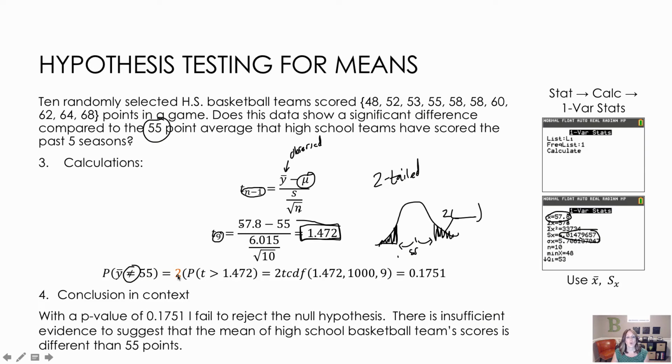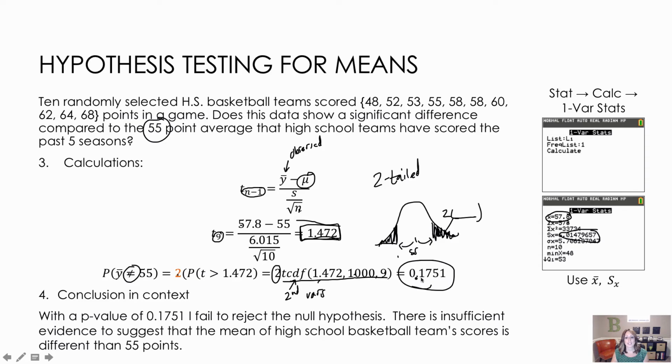So I'm going to take 2 times the probability that t is greater than 1.472. That was my test statistic. So I'm just going to find the one-tailed probability and then multiply it by 2. This one I'm showing you using your calculator: second, vars, and then you're finding the t-CDF. This is the lower, upper, degrees of freedom. When I'm done, I take that value times 2. So that's what I get when I multiply it by 2.